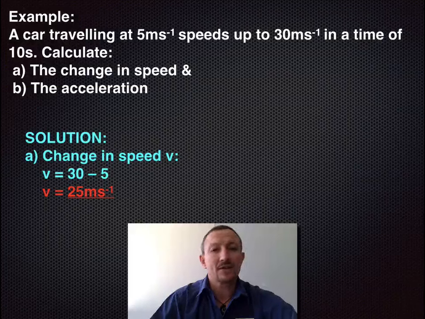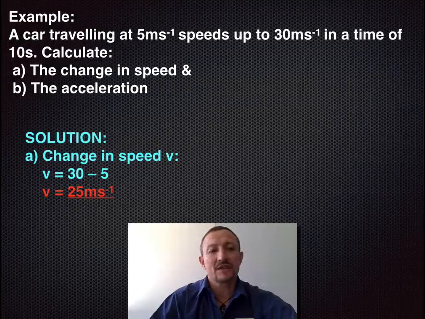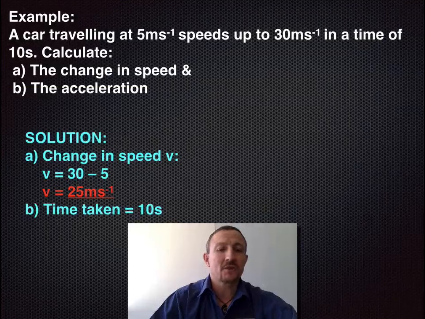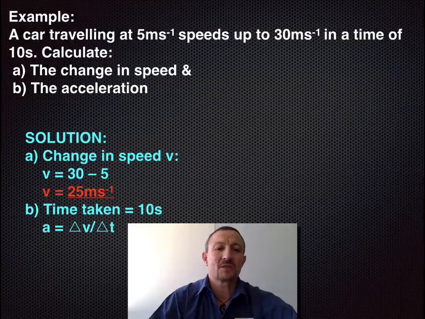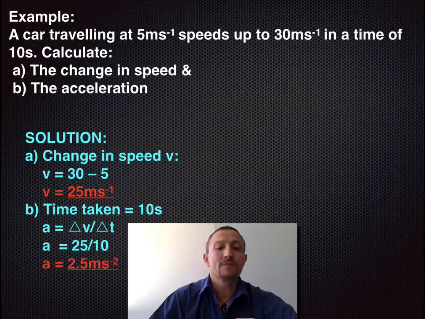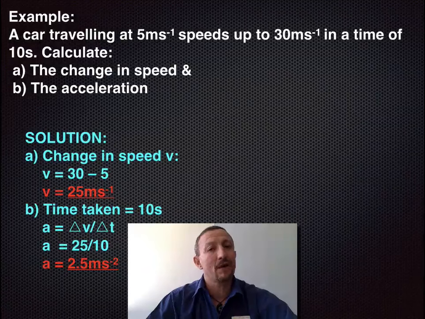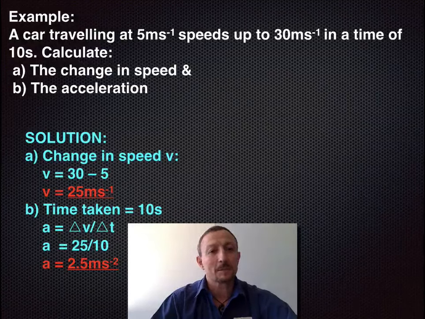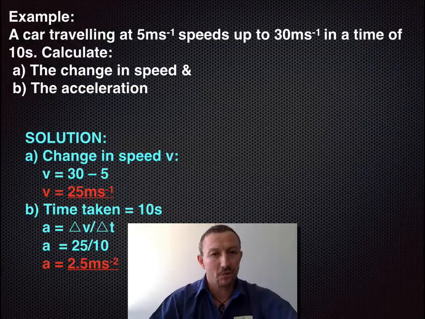Now my acceleration will be determined by the change in speed over the change in time. Well, I know it took 10 seconds for this change in speed to occur, so basically I can use my algorithm. Acceleration equals change in speed over change in time. I know my change in speed is 25, so I divide that by 10, and the result is my acceleration is 2.5 meters per second squared. Okay, I hope you did okay on that. I'm sure you did. It's fairly straightforward.